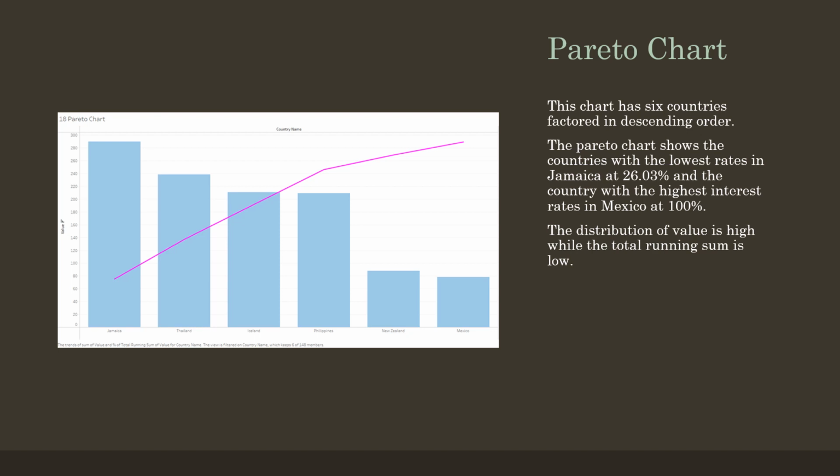This bar chart shows 6 countries factored in descending order. The data visualizations of these countries can be identified with the highest and lowest interest rates. The country with the lowest interest rate is Jamaica at 26.03%, and the country with the highest interest rate is Mexico at 100%. The distribution of value is high while the total running sum of values along the table is low.